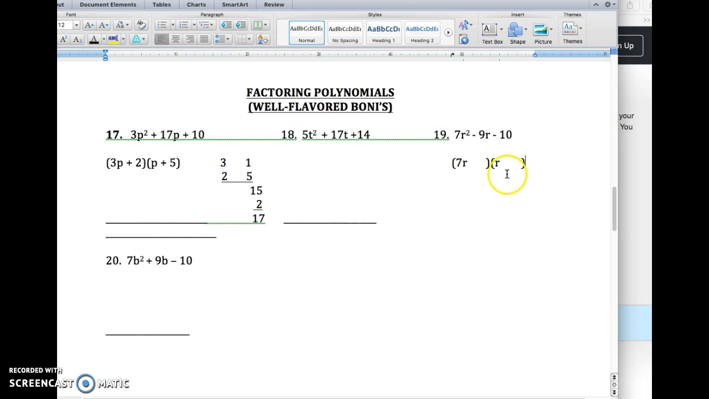And like I did before, I'm going to have a 7 and beside it I'm going to have a 1. And now we're going to move this from here. Let's put it right here. 7 and a 1, like that. And now I'm going to look at the 10 and say, which two numbers do I have to multiply together to get 10 such that the middle term is negative?